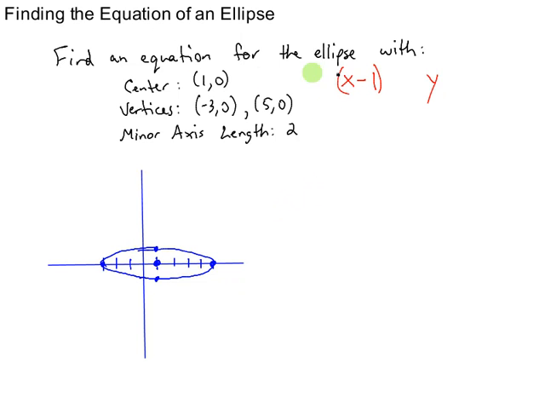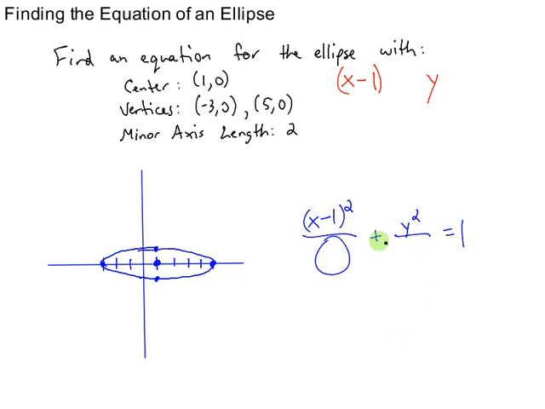Or you could think about it as x minus whatever this number is. And you could think about y as being y minus 0. Different way to look at it. So the equation for this ellipse is going to be (x minus 1) squared over some number plus y squared over some number equals 1.